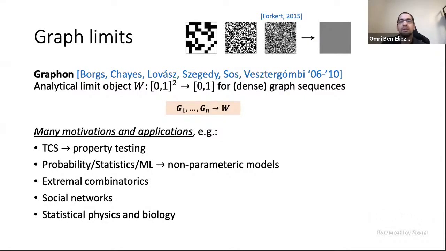As another example, in probability or statistics, limits of graphs are a useful non-parametric model to represent natural distributions over large graphs. For example, of social networks or interaction graphs in statistical physics. Typically, one is interested in sequences of larger and larger graphs that have some common characteristics. And the limit object, the graphon, represents these characteristics in a unified way.